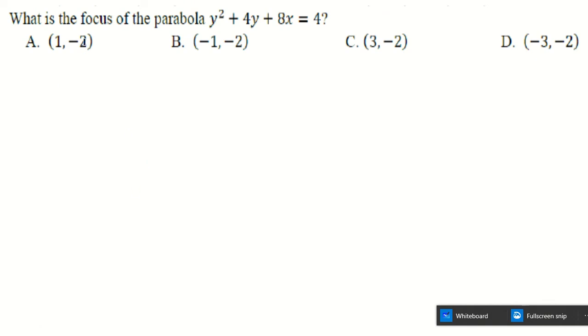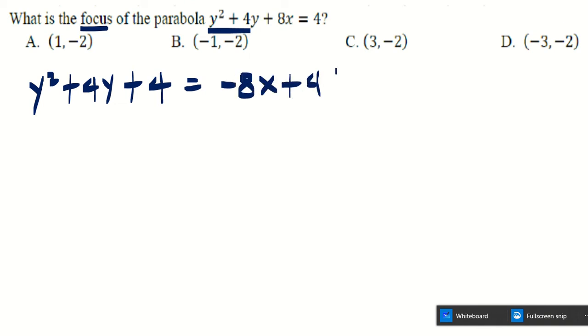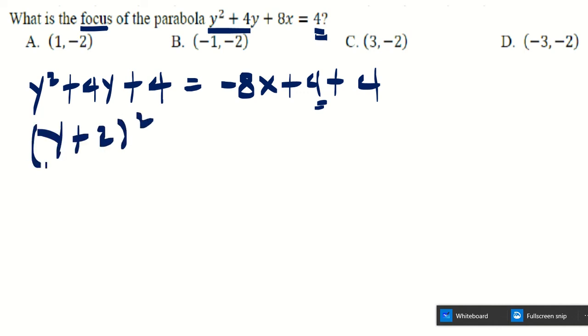The next question is also about the focus of a parabola. The parabola is given to you. We have to apply the completing the square method again. y squared plus 4y plus half of 4, which is just 2, and 2 squared is 4, equals negative x plus 4, plus 4 again, because half of 4 is 2 and 2 squared will be added to both sides. This 4 is already there, and the other 4 comes from squaring and adding to both sides. Therefore (y plus 2) the whole squared equals negative 8x.